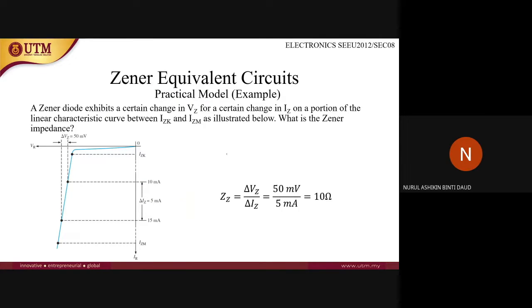So here is an example question: a Zener diode exhibits a certain change in VZ for a certain change in IZ on a portion of the linear characteristic curve between the Zener knee current and Zener maximum current, as illustrated below. What is the Zener impedance? They already give you the changes of voltage and current values, so it's very straightforward to calculate the impedance. Just divide the voltage by the current, and it will give you around 10 ohm.